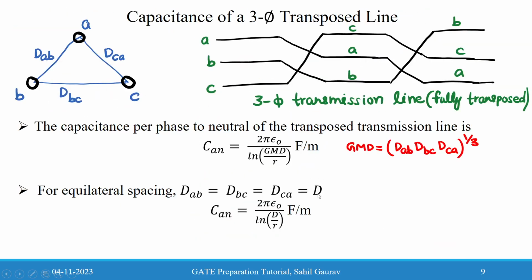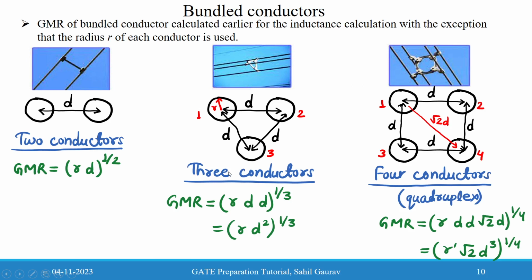So we have seen till this part. Now we will see the bundling of conductors. We have seen bundled conductors in the previous class also. The only difference is in the calculation of GMR, all things will remain the same. Instead of R dash, we are going to use R only, the actual radius of the conductor, not the GMR of each conductor. So the GMR of a bundled conductor is calculated as earlier for the inductance calculation, with the exception that the radius R of each conductor is used. So I have written it down here.